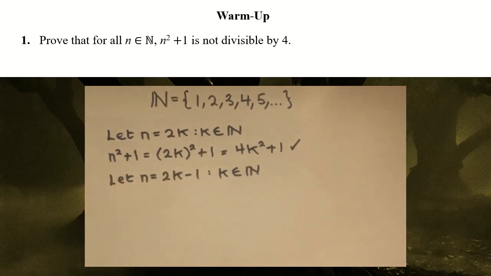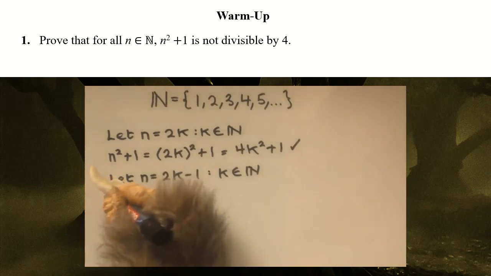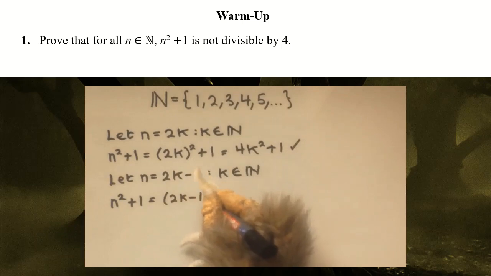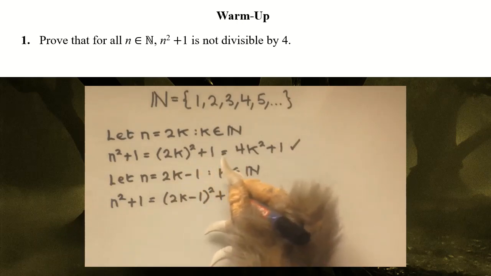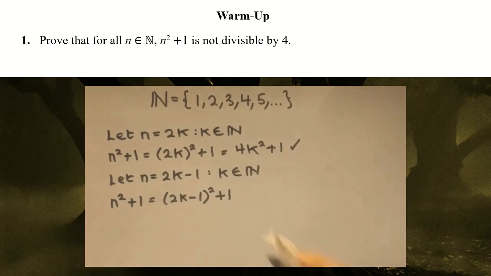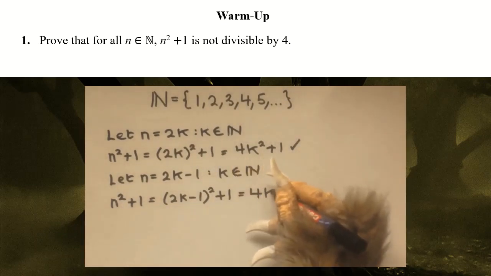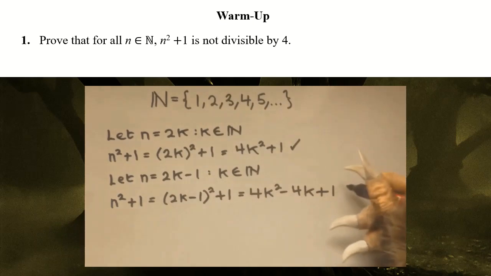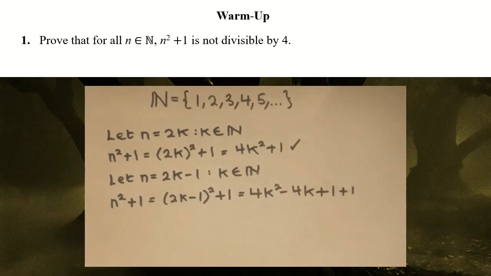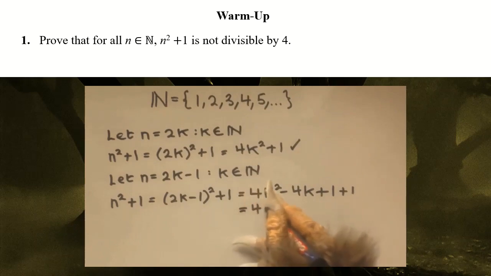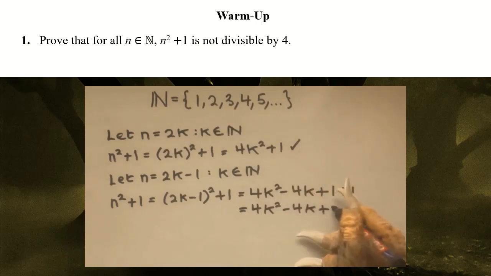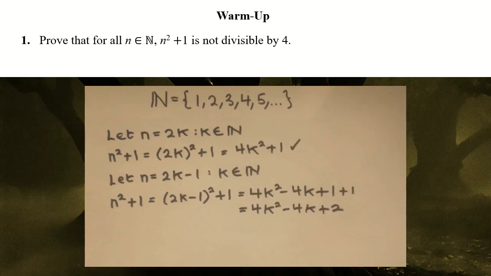Substituting it in, n squared plus 1 is going to equal (2k minus 1) all squared plus 1. Let's expand that. That's going to give us 4k squared, subtract 4k, plus 1, and then plus the extra 1 on the end. Let's just tidy that up. That's going to give us 4k squared, subtract 4k, plus 2.